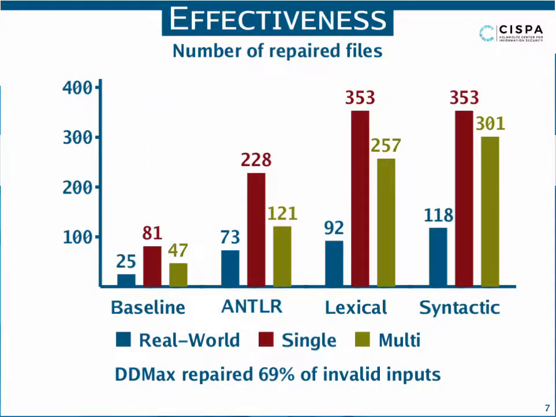For our syntactic approach, we used the ANTLR parser generator, and we compare the lexical and syntactic ddmax to the error recovery strategy of ANTLR itself and the baseline, which just means that we feed the unmodified input file into our subject program. Our 3 sets of test files consist of real-world invalid files and artificially mutated files with single and multiple mutations. Those mutations consist of random insertions, deletions, and bit flips, which is as close to the real world as possible.